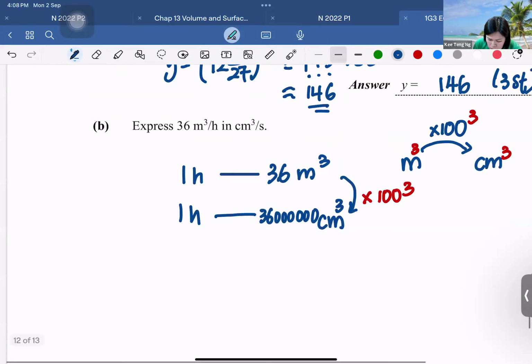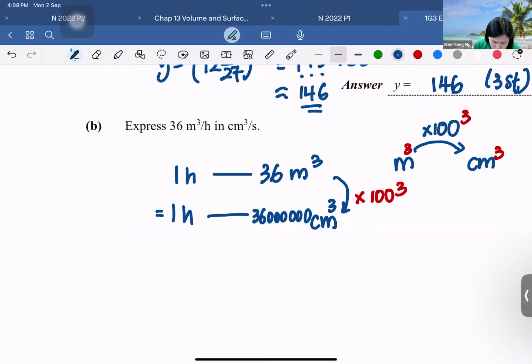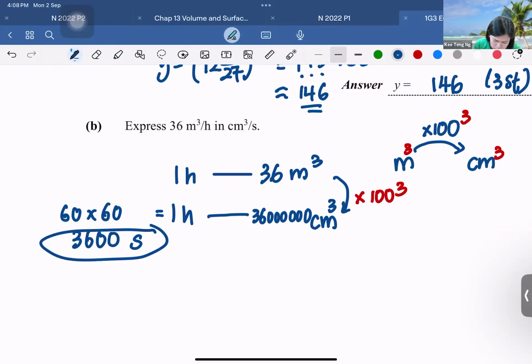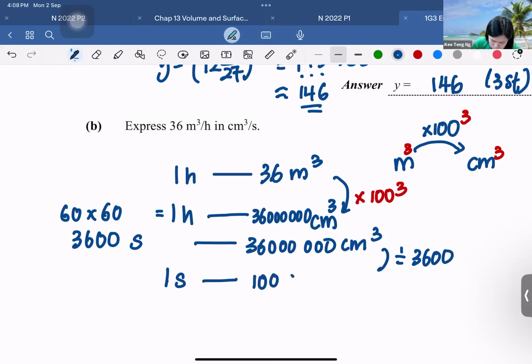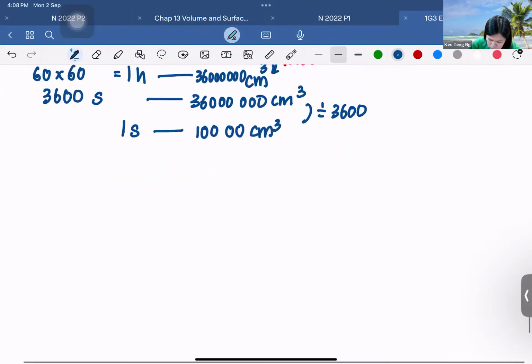That will end up with a very long number. But I want it in seconds. 1 hour has 60 minutes, 1 minute has 60 seconds, which is actually 3,600 seconds. So 3,600 seconds is representing this many cm cube. I want to find 1 second, so I'm going to divide by 3,600. And I'll get my answer in cm cube, so this will be cm cube per second. Answer.